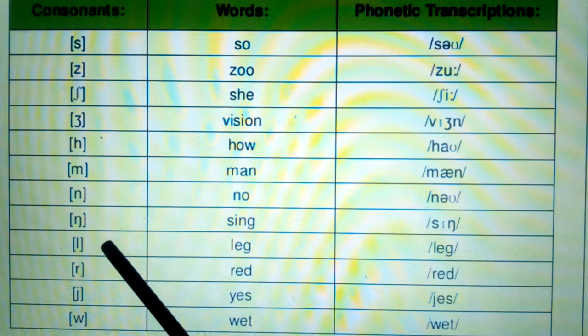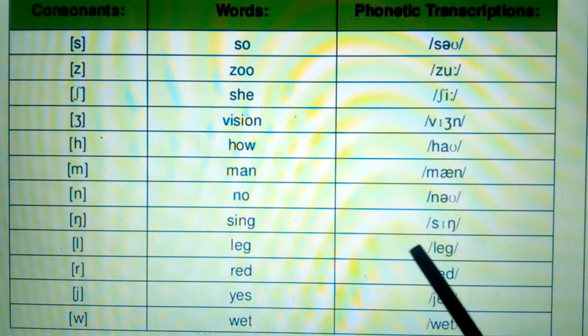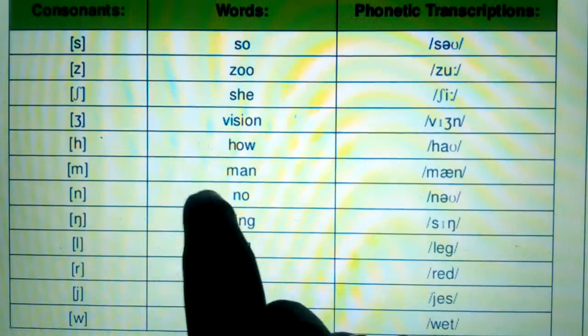Next is the la sound, like in leg. Transcription is this. Next one is ra, like in red. Transcription is this. Next is the ya sound, like in yes. Transcription is this. Next is the wa sound, like in wet. Transcription is this. Now, I am going to revise these 24 consonants.